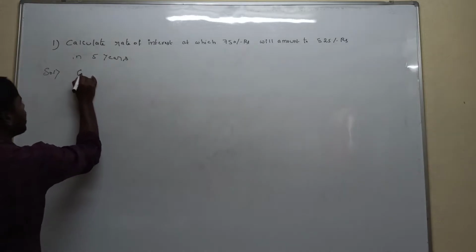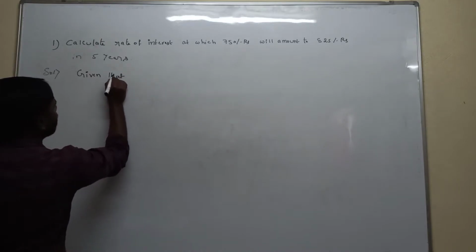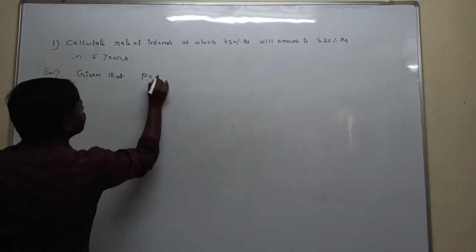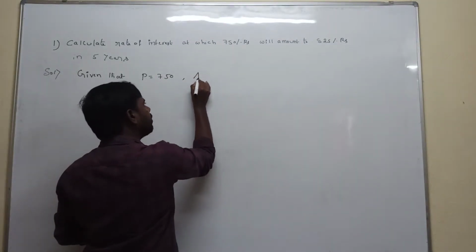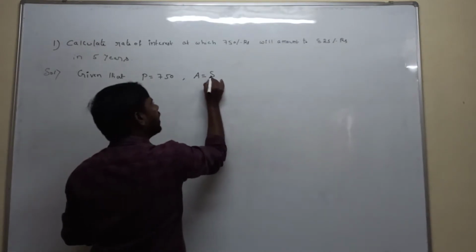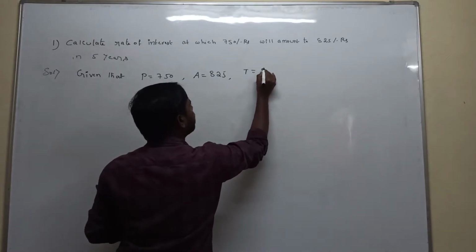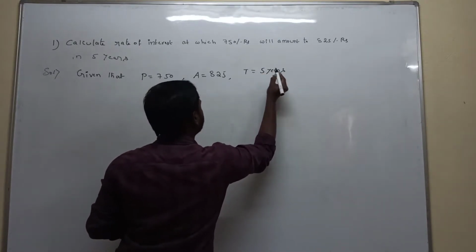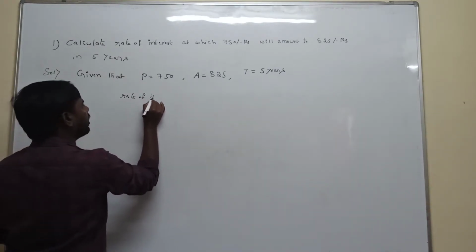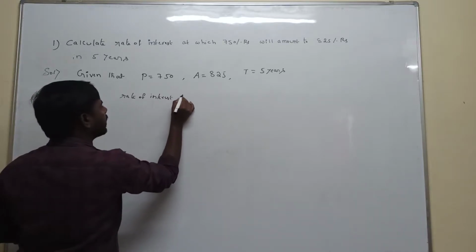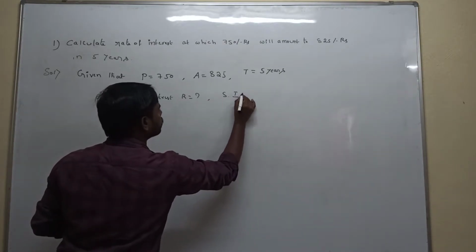First, what are the given values? You can write. Given that principal amount, denoted by capital P, is equal to 750 rupees, and total amount, denoted by capital A, is equal to 825 rupees. What is the time given here? 5 years. We need to calculate the rate of interest, denoted by capital R. And also we need to calculate simple interest.